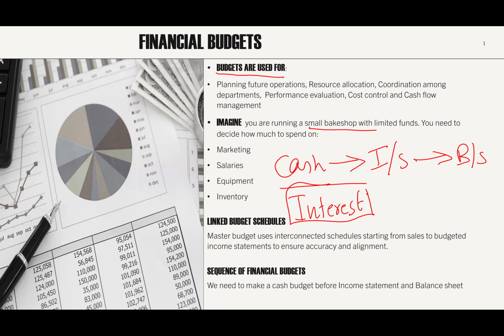Now, the second one is kind of easy. Why do we need an income statement before we can make the balance sheet? And that is for net income. Remember, net income is added into your retained earnings account, which is a shareholder's equity portion. So you need to make an income statement before you can make the balance sheet. That is the normal sequence of these budgets.